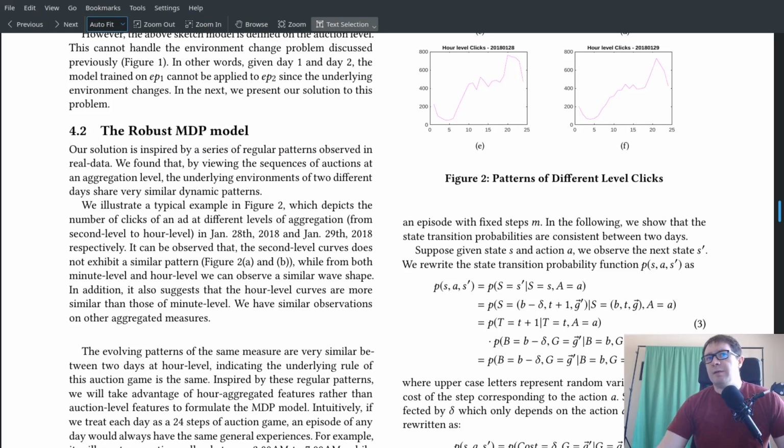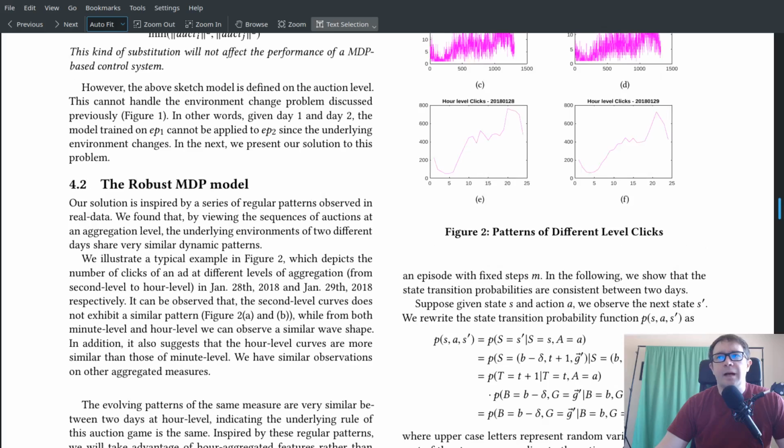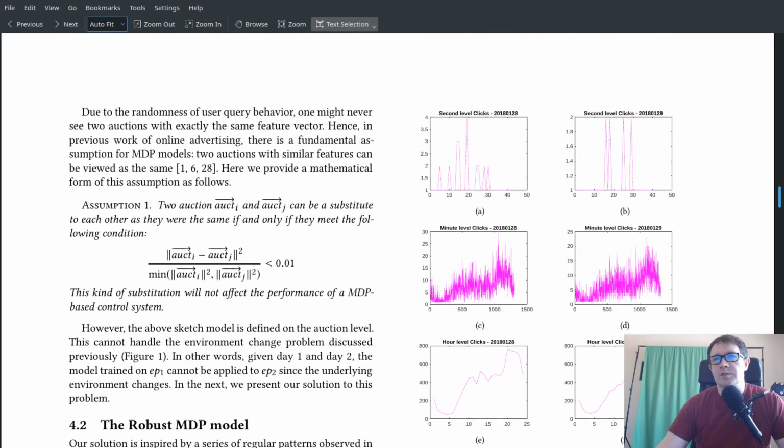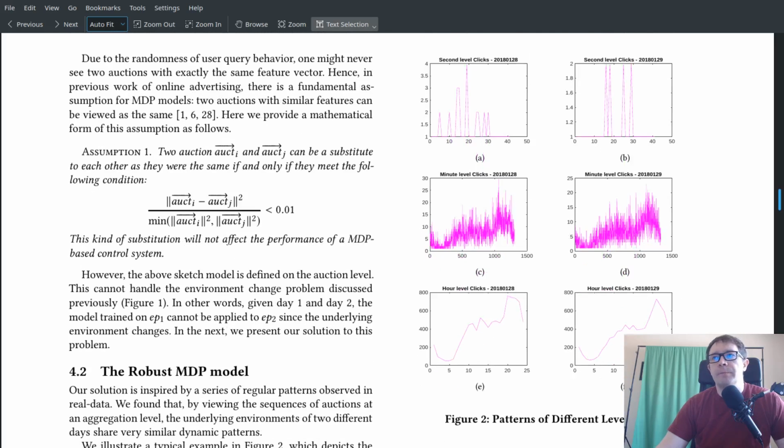So they get some data and they make some observations based on the temporal correlation. If we take a look at these plots up here, at the top you get second level clicks. So they get a bunch of clicks per second. It's telling me they are talking about very high volume products. So these are mass consumer goods.